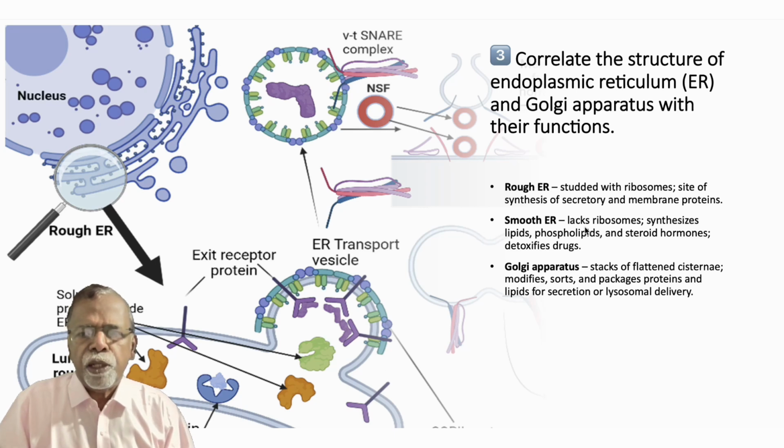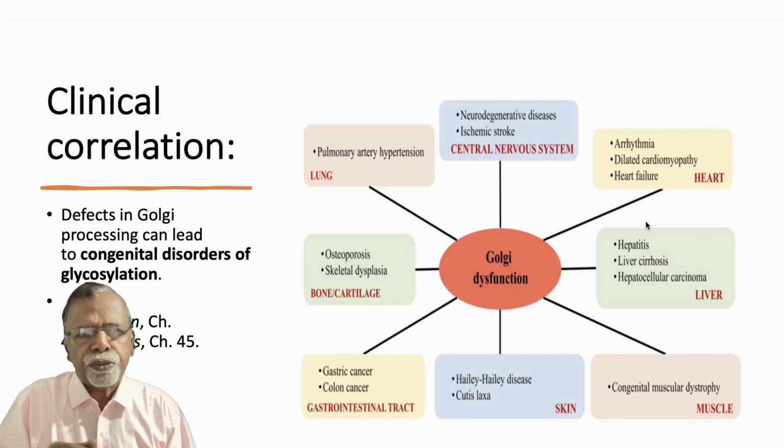So what is the function of the smooth endoplasmic reticulum? Smooth endoplasmic reticulum lacks ribosomes. It synthesizes lipids, phospholipids, and steroid hormones, and it detoxifies many drugs. So the difference between endoplasmic reticulum, rough and smooth: rough contains the ribosomes, studded with the ribosomes. That is why it is called rough, and it is the site of synthesis of secretory and membrane proteins. Hope it is clear to you.